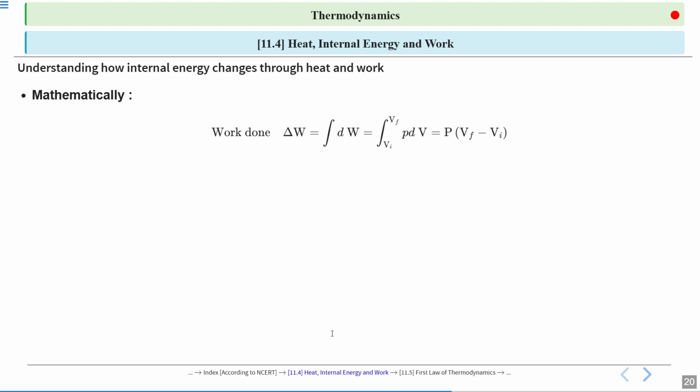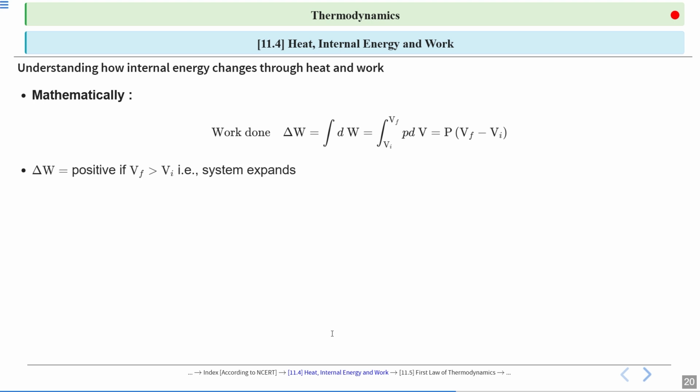So this is the lower limit. This indicates the initial volume before heating and the final volume after heating. So delta W is equal to the integration from Vi to Vf of P dV. When we integrate it, it will be P into the final volume minus the initial volume.